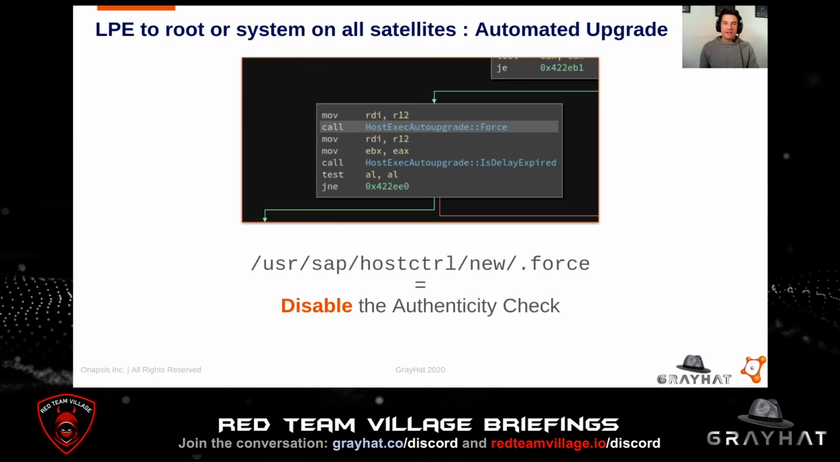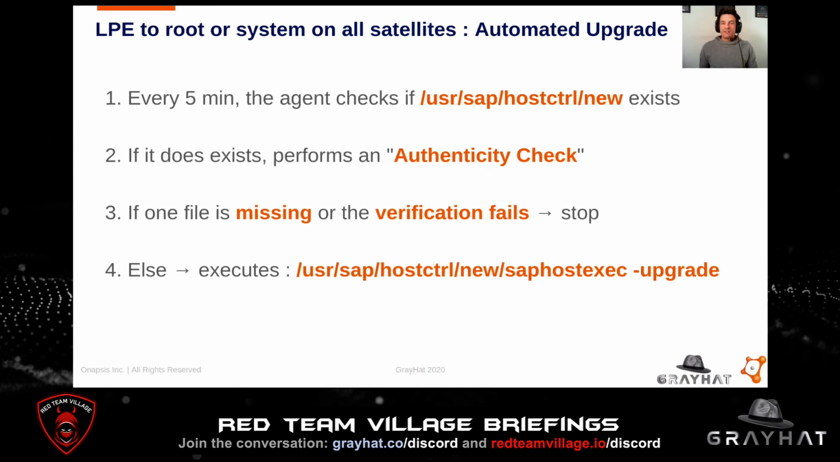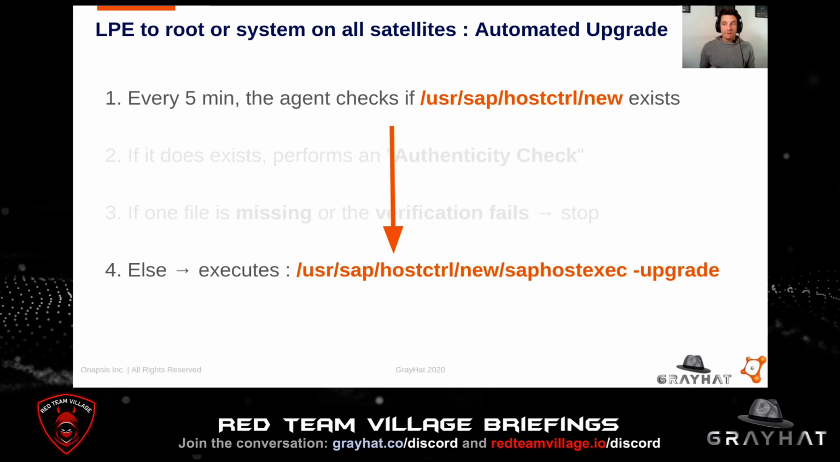So the new Subpost exec with the minus upgrade option upgrades itself. All right, so we deeply analyzed the binary involved in this authenticity check, and we figured out that if you create a particular file named .force, it disables the authenticity check. Basically, it forces the installation of the kernel. So if we go back to the process, it means that every 5 minutes the Subpost agent tries to execute Subpost exec.